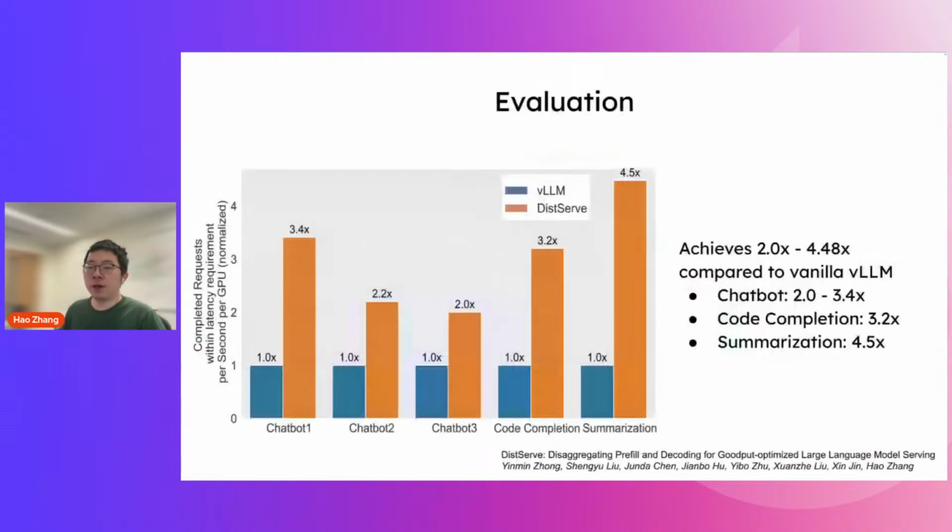With this idea, we implemented an initial prototype on top of vLLM and evaluated it against the baseline vLLM. We tested our system on 3 different workloads and datasets, and each of them has very distinct latency constraints. Here we have 3 different kinds of chatbots, 1 code completion, and 1 summarization. Our results show a pretty consistent goodput gain, ranging from 2x to 4.5x. If you are curious, see our paper for more information.